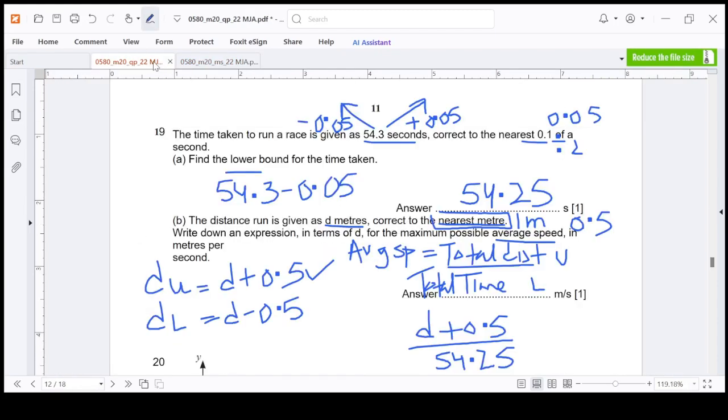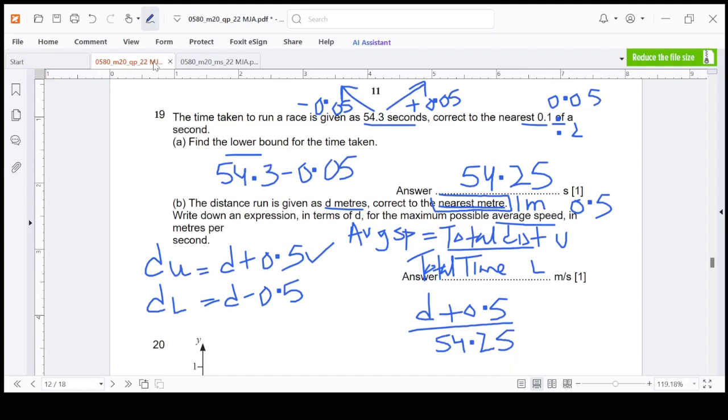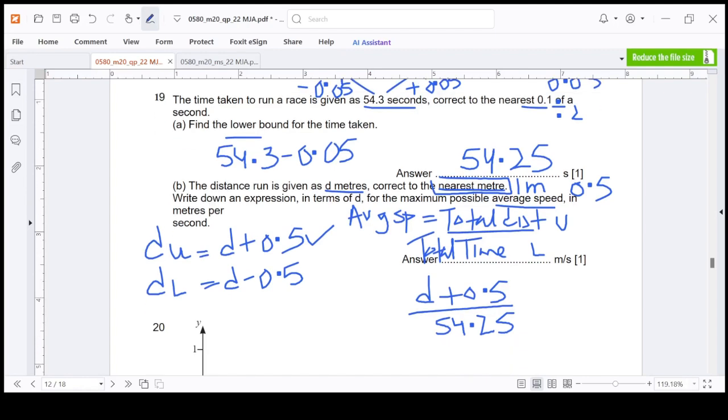This should be the expression for the maximum possible average speed. Yes, that is correct. Had they asked for the minimum possible average speed, then you would have to take the lower value of the numerator and the upper value of the denominator. But that is not what was asked.